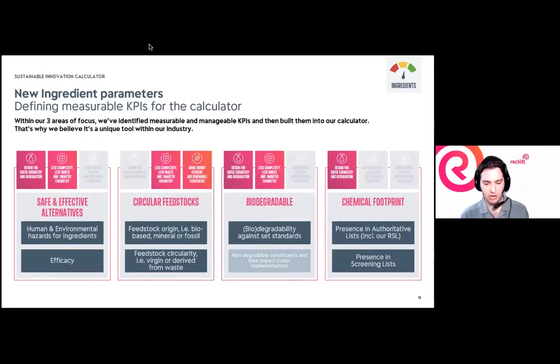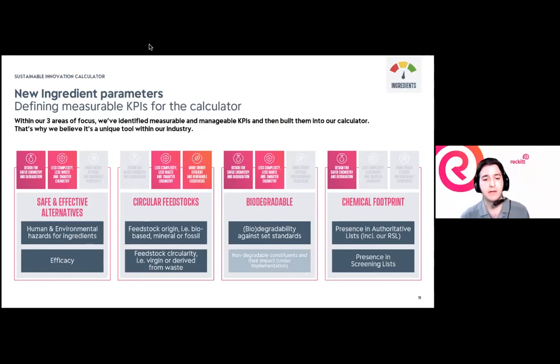So all of our products are, of course, assessed for their safety and risk assessed. But here we are looking at the inherent hazard of the materials that are going into our products, both from a human and environmental perspective. We're also looking at the efficacy of those materials in the product. So it is about safe and effective alternatives.